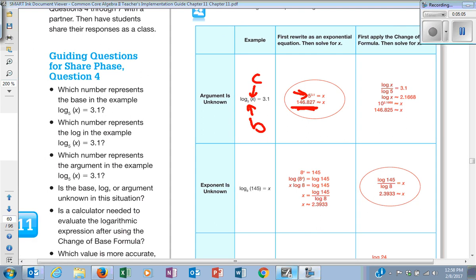Alright, so over here, in this one, they take this, again, we're still using this right here, and they use the change of base formula to get to this.